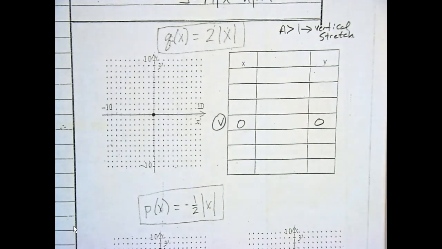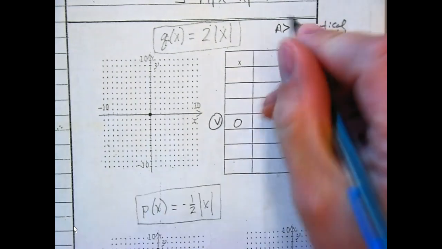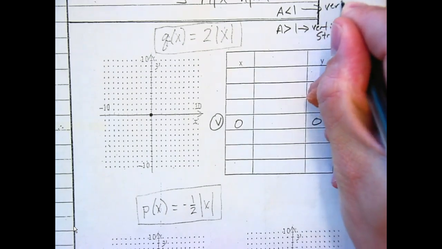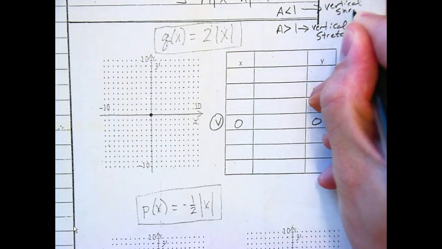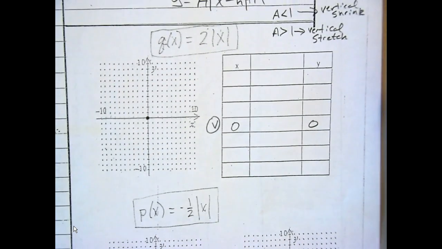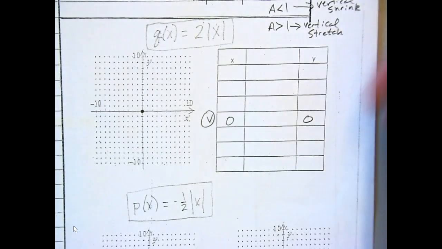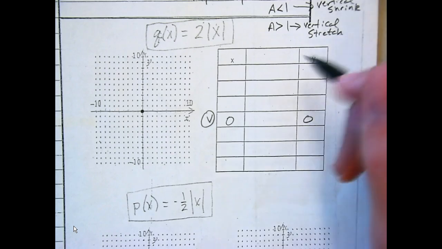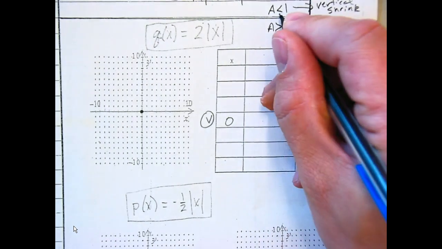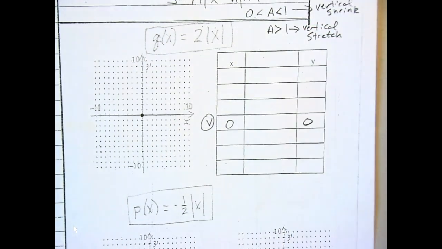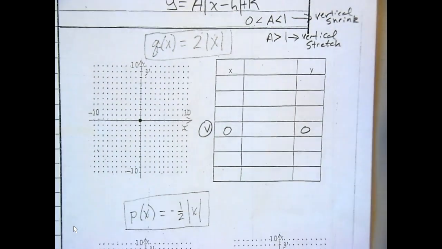If it's equal to 1, it's not stretching or shrinking. But if it's less than 1, we call it a vertical shrink. The reason I keep calling it vertical is because we also have horizontal stretches and shrinks. They happen inside, and we're not going to cover those right now. So it has to be less than 1, but it has to be greater than 0. A has to be greater than 0.